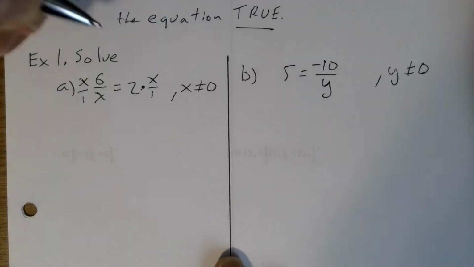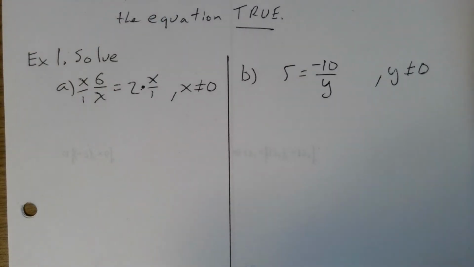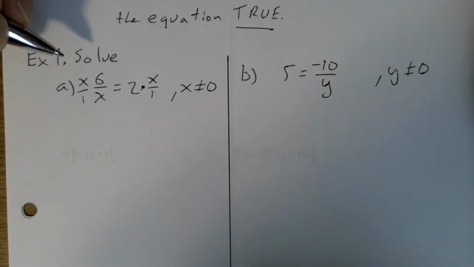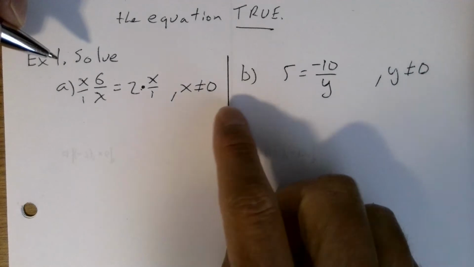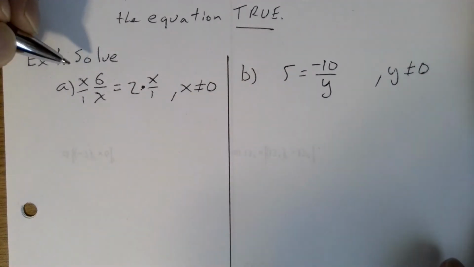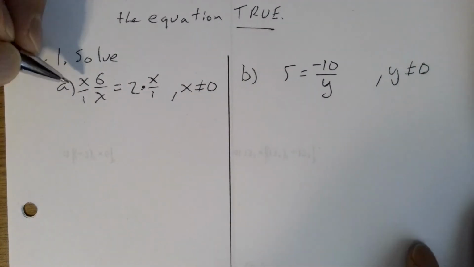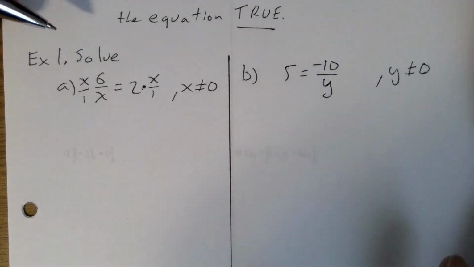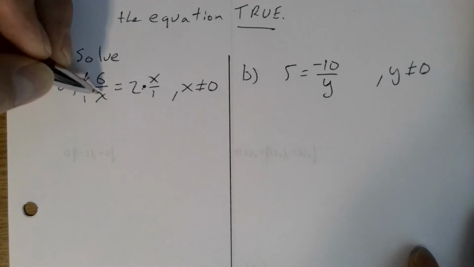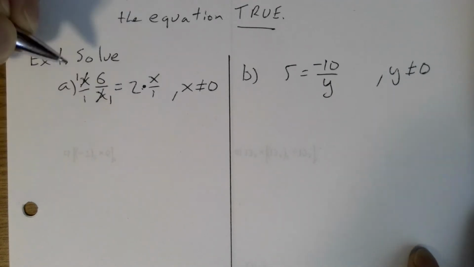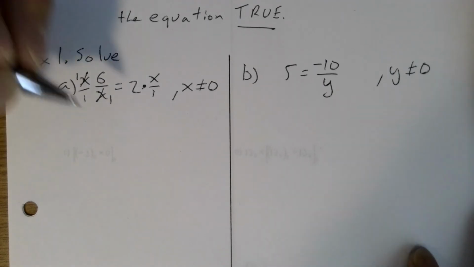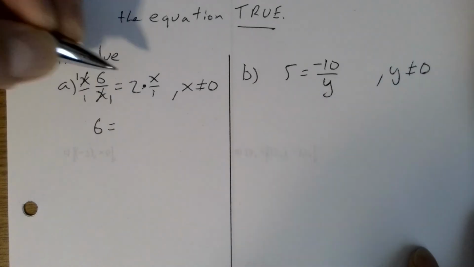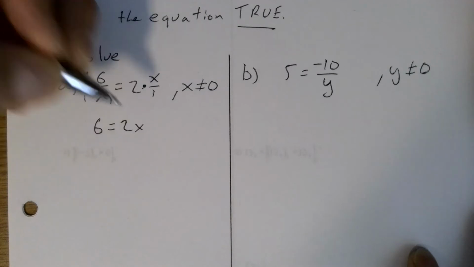x over 1, which is basically just x, because x divided by x is going to equal 1 because x can't be 0. If it was 0 over 0, that would be undefined, but because x can't be 0, it's going to be 3 over 3, or 2 over 2, or a million over a million, whatever, that's going to give us the same as 1 over 1. So on the left side we're going to have 1 times 6, which is just 6, and on the right side we're just going to have 2 times x, which is 2x.